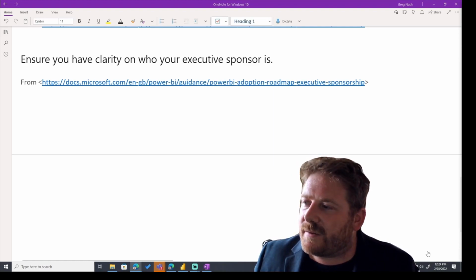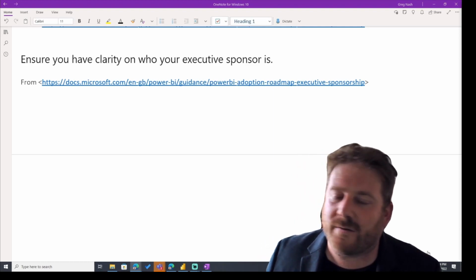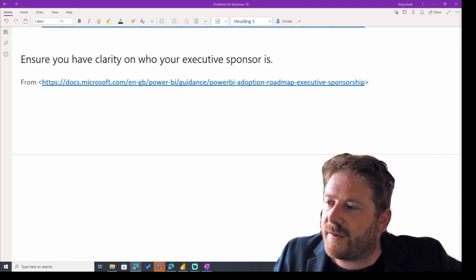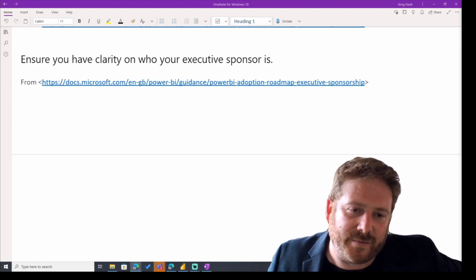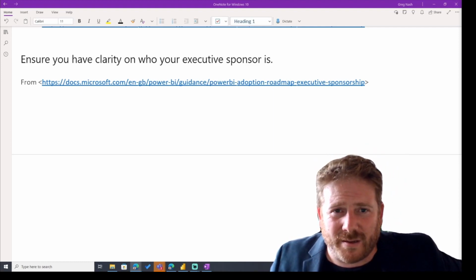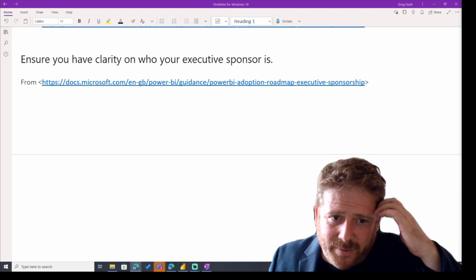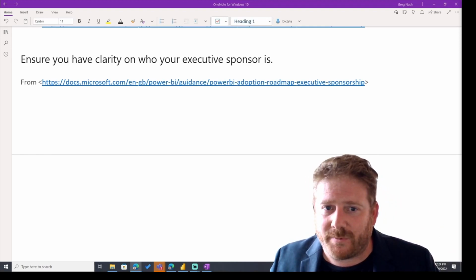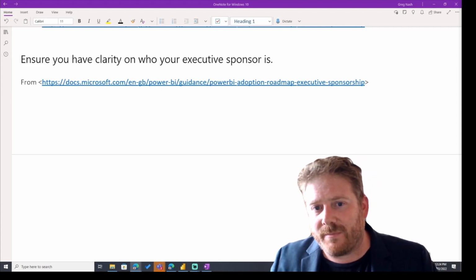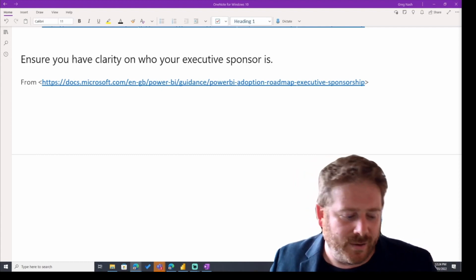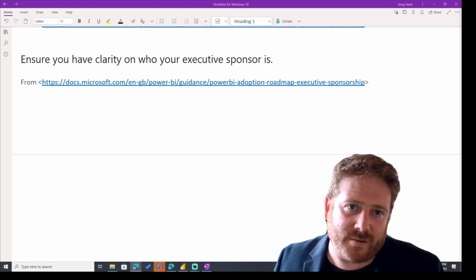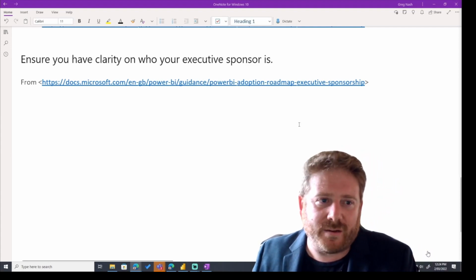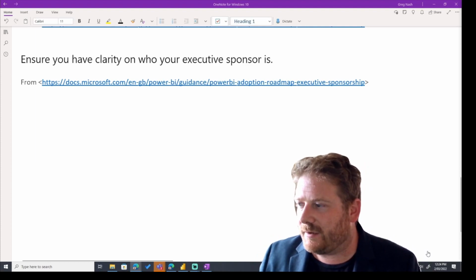Identify someone in a sufficient position of influence and authority across organizational boundaries who understands the value and the impact of business intelligence. If they don't understand the value of it, one of the things in the old adoption roadmap in Power BI was education of your executive sponsor, right? It's about educating them so that they know the value of the tool and how it works. If you get them on board, then it's a big deal.